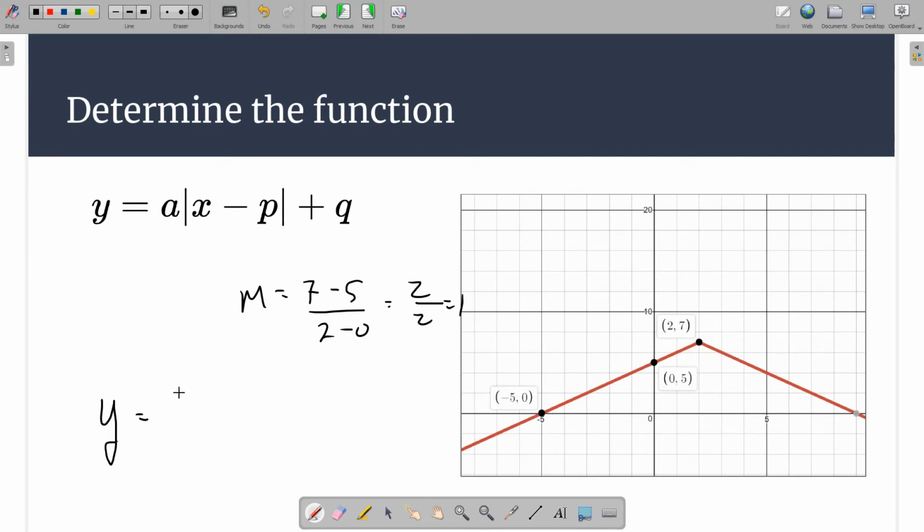So y is equal to my a value. I'm just not going to bother writing it because it's 1. You can write a 1 if you want. So absolute value of x, in this case, minus 2. Close my bracket, and then plus my q, which is 7.